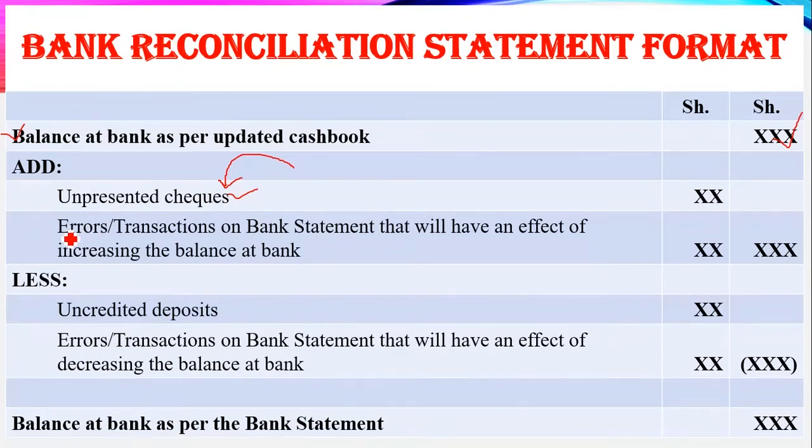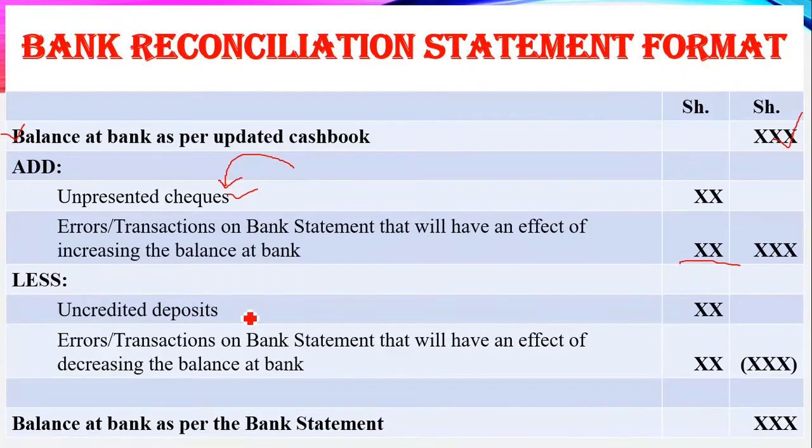Then on that, you also add any errors or any transaction on the bank statement that will have an effect of increasing the balance at the bank. So when you add these two, get the total here. A single line in accounting, like this one here, means addition. So you add these two, get the total there.